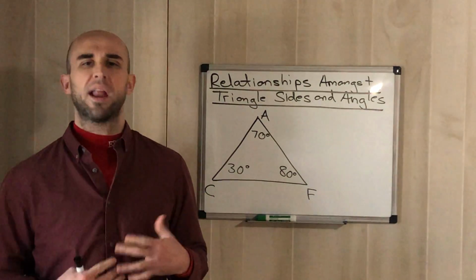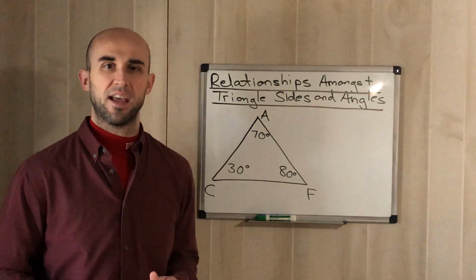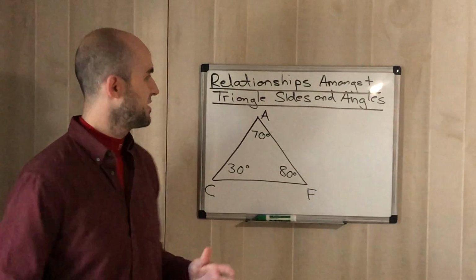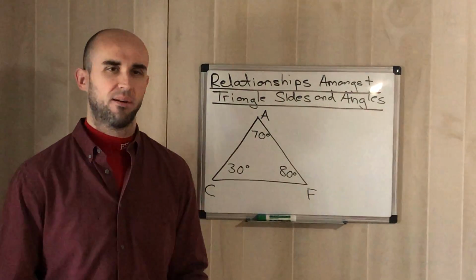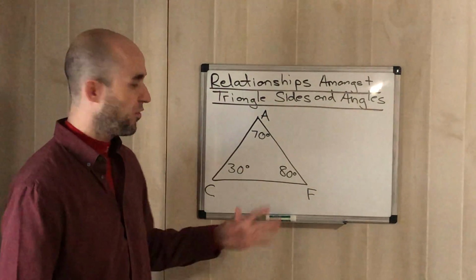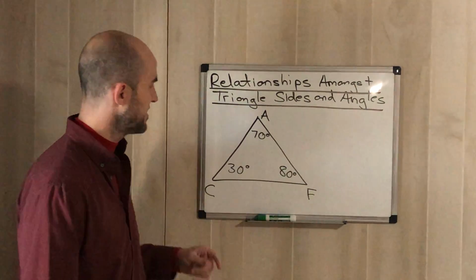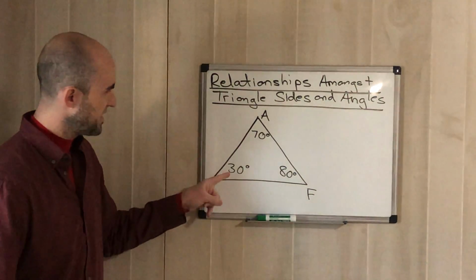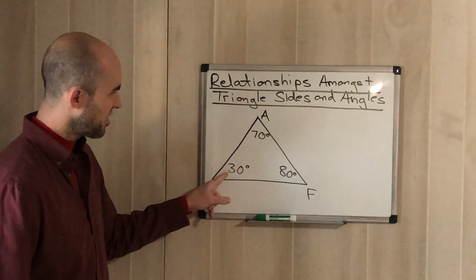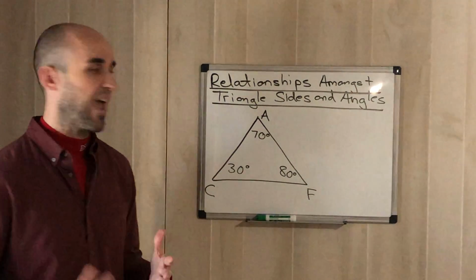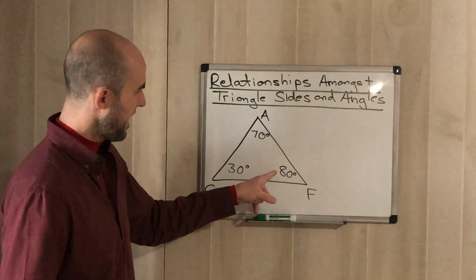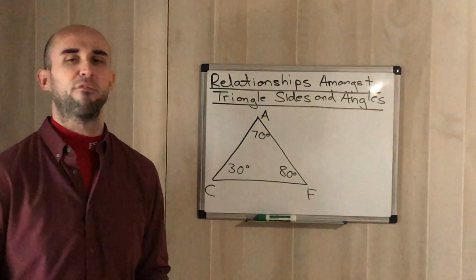So when people want to analyze triangle sides and triangle angles, you're always looking to analyze what's the smallest side, because they give us the angles. So if you needed to, you can figure out what's the smallest angle. In this case, the smallest angle would be C because it's 30, right? The biggest angle here would be 80, so the biggest angle would be F.